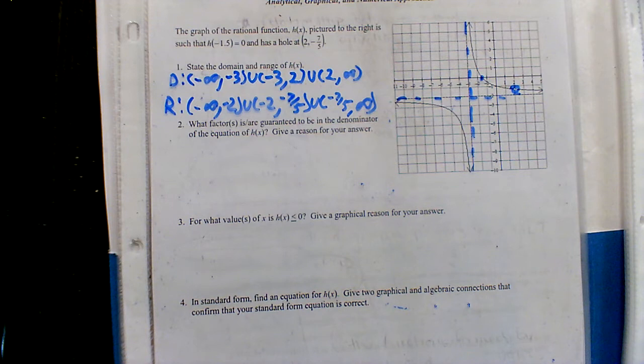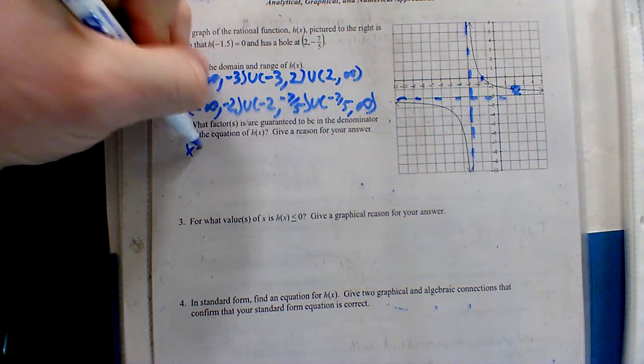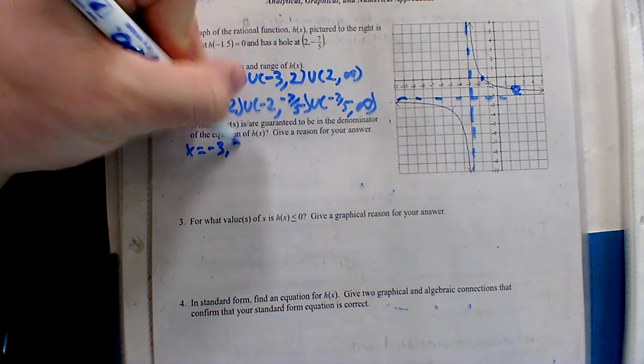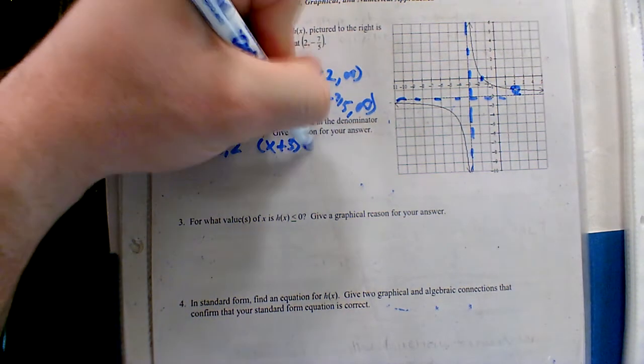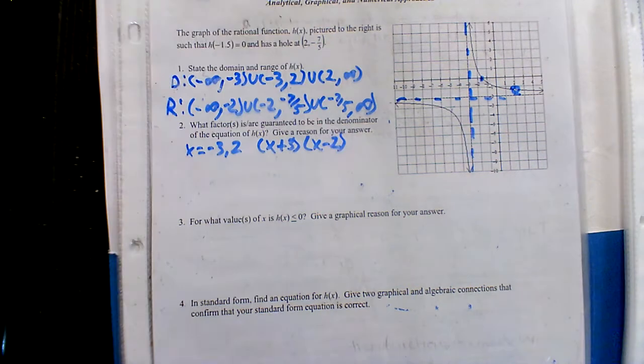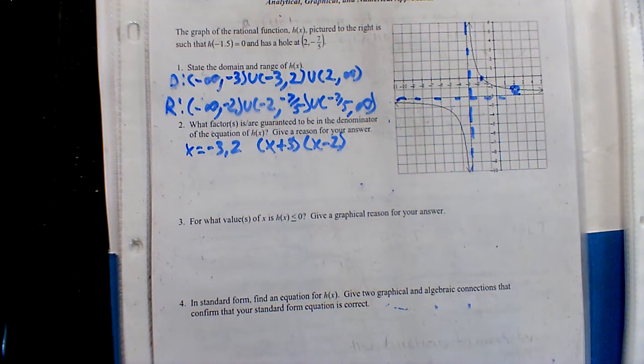2. What factors are guaranteed to be in the denominator of the equation of h of x? Give a reason for your answer. So denominator, which ones are in the bottom? Which factors? x equals 2, x equals negative 3. So x equals negative 3 and 2, which would be the factors of x plus 3 and x minus 2. And we have to have an explanation. So why are those the ones that are in the bottom?